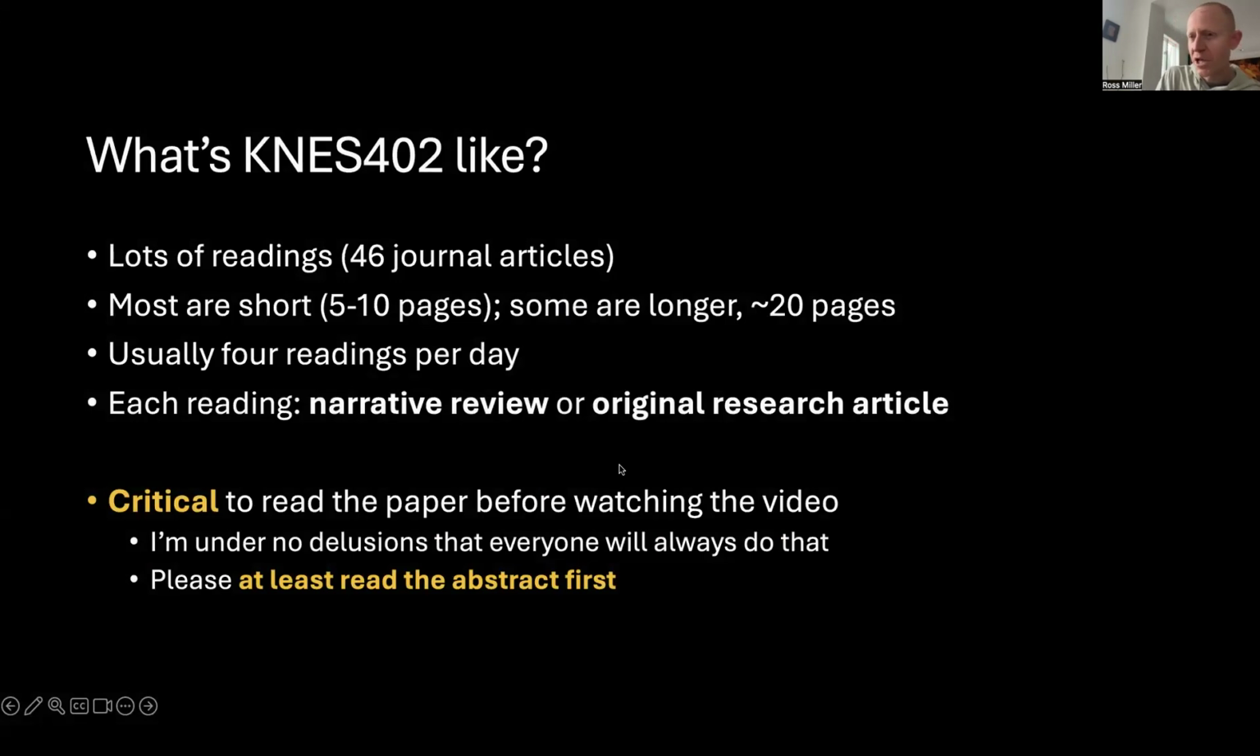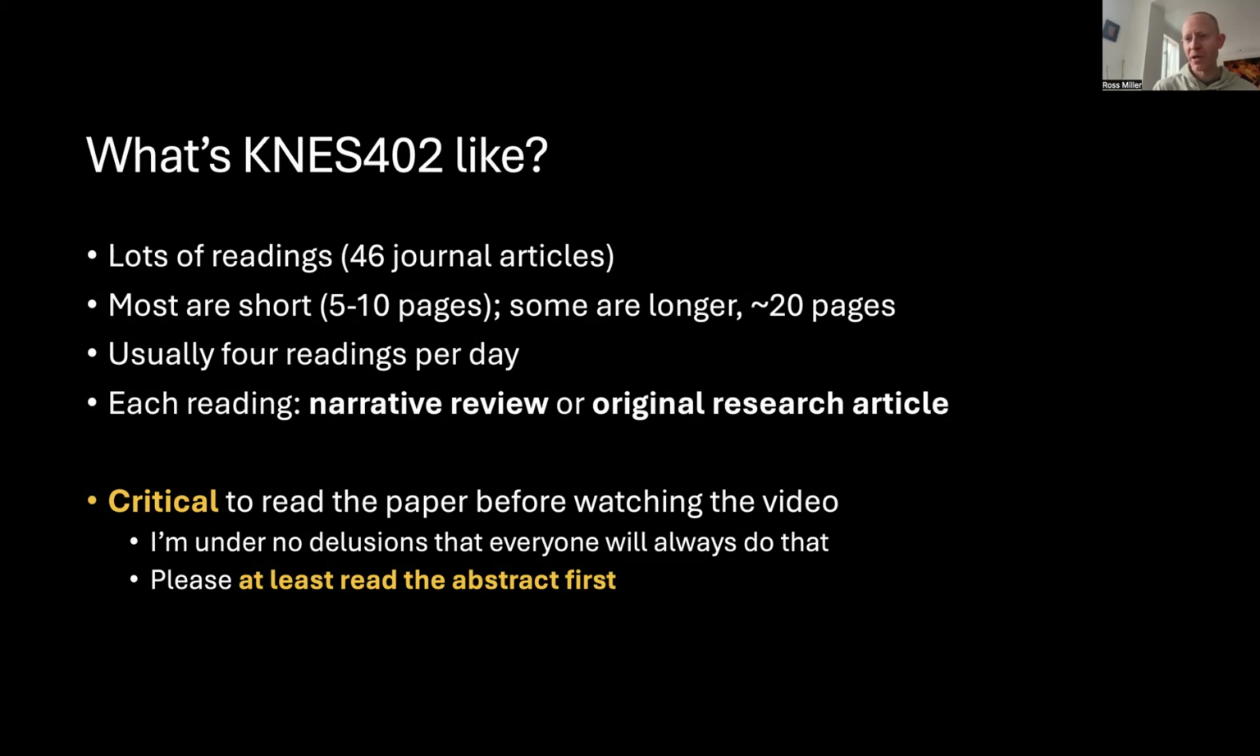Okay, so most of those readings are fairly short. Some, specifically the first one in each section, like the first one for running, the first one for jumping, the first one for sprinting, tend to be fairly long. Those are more like 20 pages, and those are typically narrative reviews. And that'll be the structure of the course.